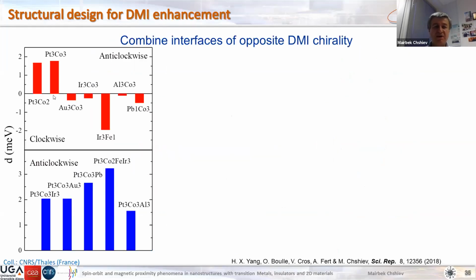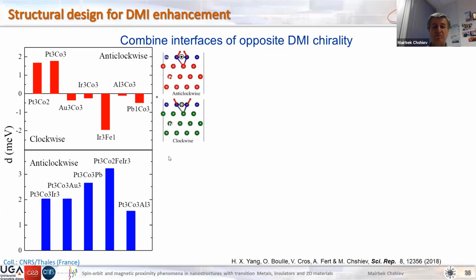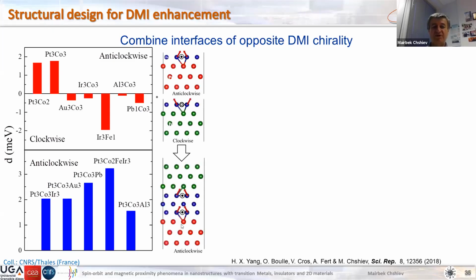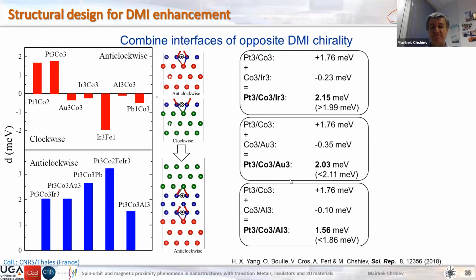So how it works: here you see for bilayers, the Dzyaloshinskii-Moriya interaction, for example, cobalt-platinum is anti-clockwise. If you look at cobalt-lead or cobalt-iridium, again, we found opposite chirality. And then when you do these trilayers, this is a recipe. You take this opposite, and this is what you are getting. You get them indeed added. So additive effect happens.